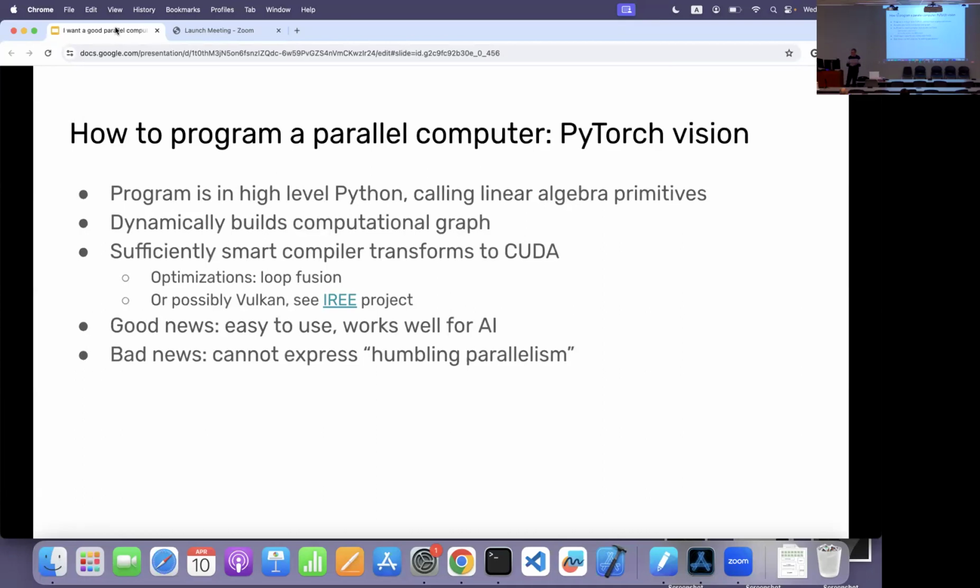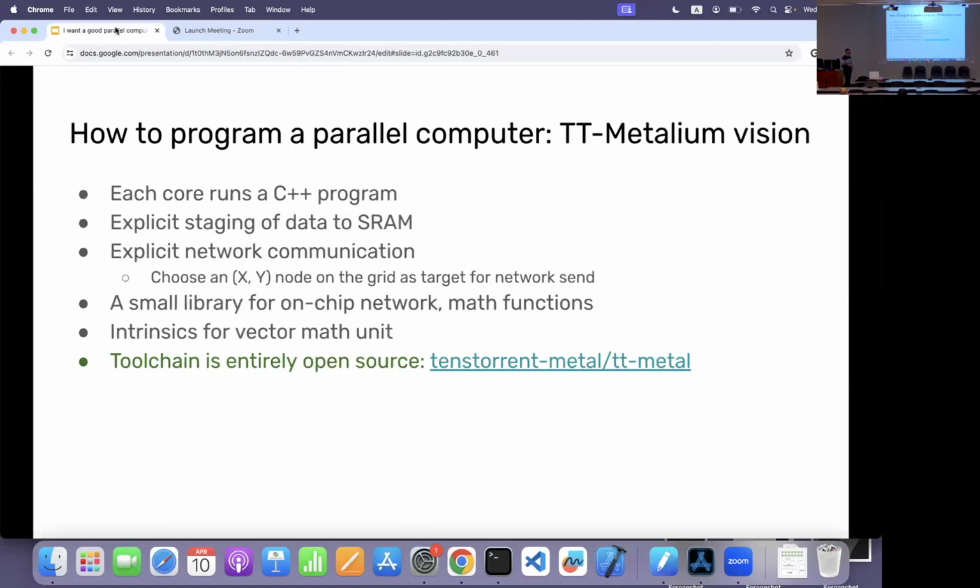So the good news is it's easy to use. Like, you can use this. It works well. But when you do these humbling parallelism problems, you just can't express it. So then there's the Tenstorrent model.